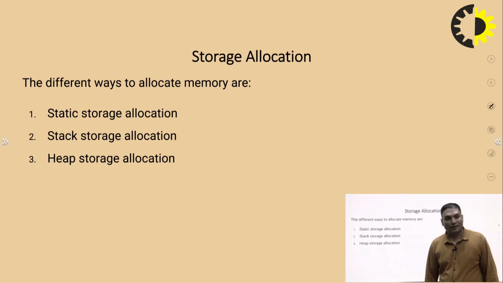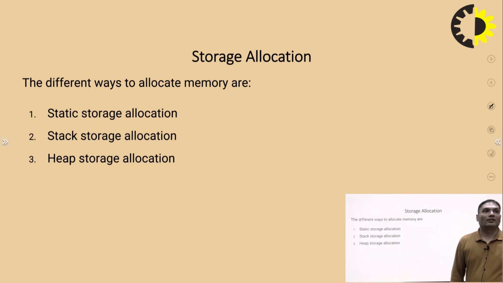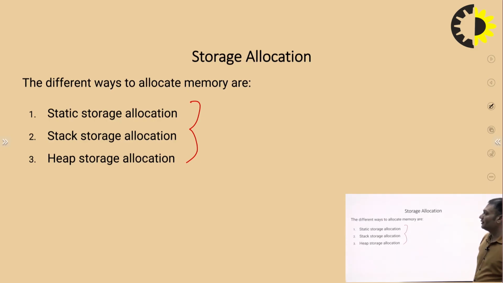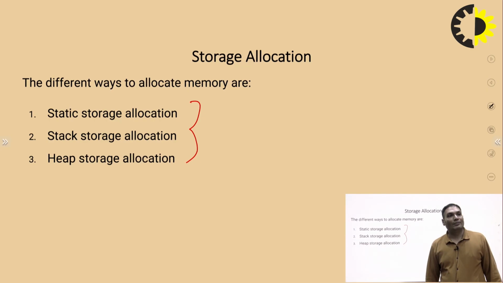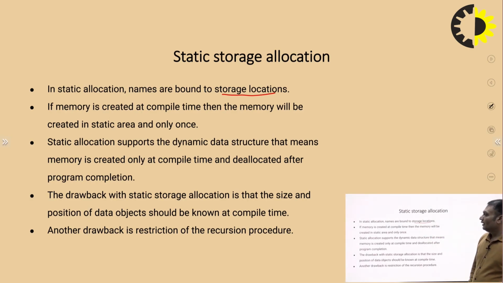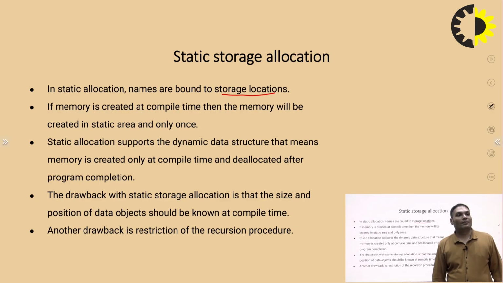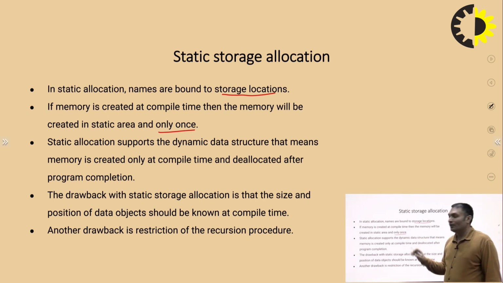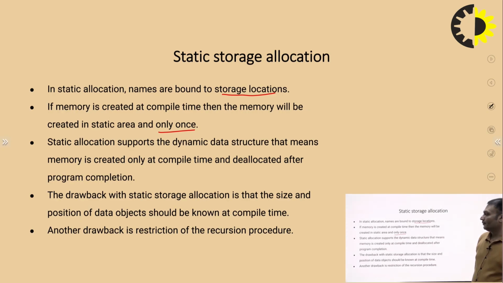Storage allocation of the symbol table. When we talk about the storage allocation, there are 3 types of storage allocation that are possible with symbol table: static, stack, and heap based. So in static allocation, names are bound to storage locations. If memory is created at compile time, then the memory will be created in the static area only once. So this is the disadvantage of static allocation, that we create the static memory for the whole symbol table, which sometimes may not be used.